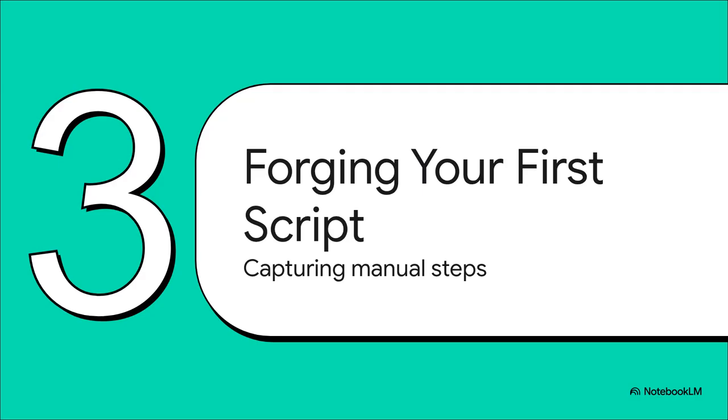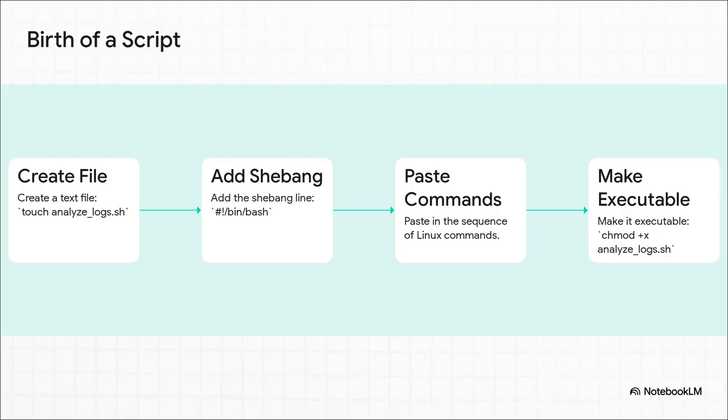Okay, enough theory. It's time to actually build something. We're going to take all those painful manual commands we talked about and forge them into our very first automated script. You know, making a script is way easier than it sounds. First, you just create a simple text file. Then, you add this weird-looking line at the very top. It's called a shebang, and it just tells the computer, hey, use Bash to run the stuff.